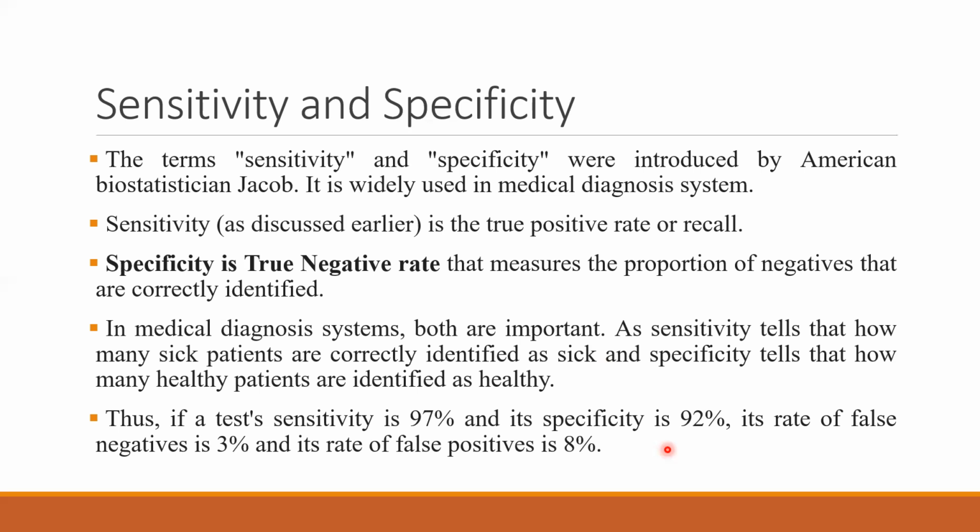So this statement is self-explanatory when you read the definitions. Do you have any doubt till now? We have seen F1 score, we have seen F beta score, we have seen a numerical, and now we are discussing sensitivity and specificity. If you have any doubt, you can ask right now. Then I will move ahead.